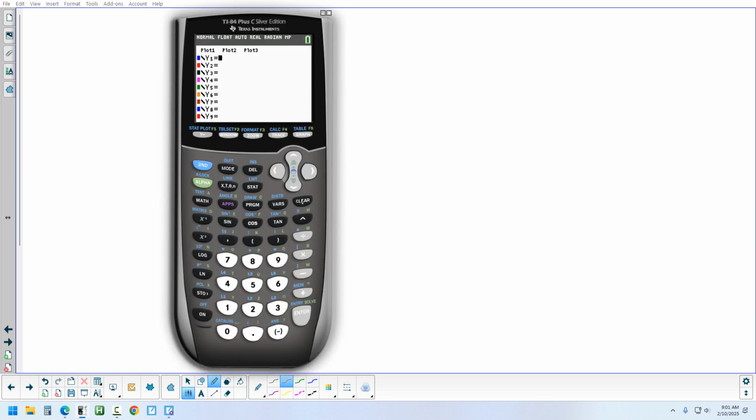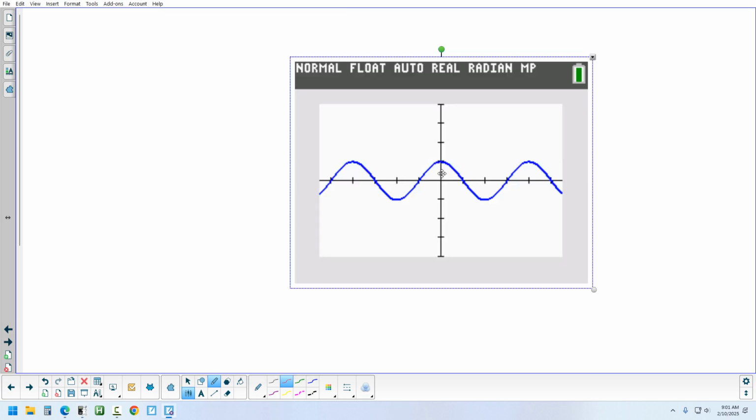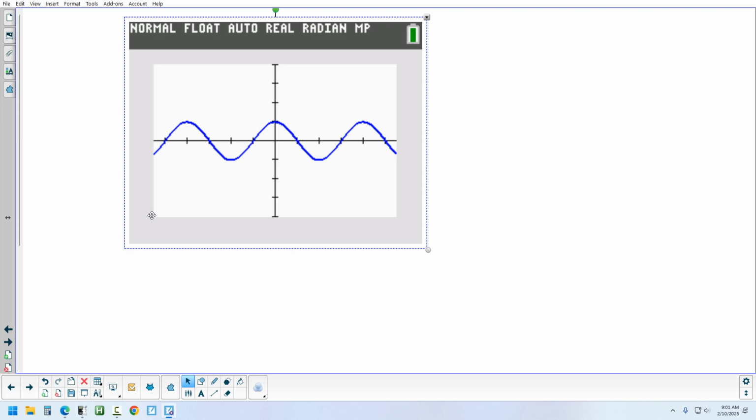Let's start by graphing regular cosine. And the goal is to look at that and see if it passes the horizontal line test. Okay, so what do we think? That's the graph of cosine. Does it pass the horizontal line test? No. So now what does that mean?